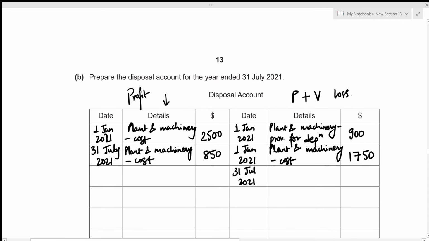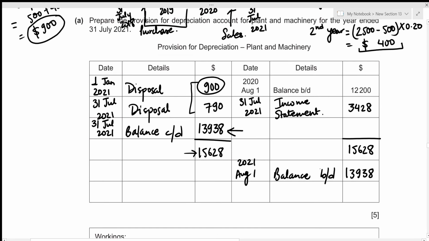So that's plant and machinery. And we're recording the provision for depreciation. Let's have a look at our provision for depreciation account. So for the asset disposed on 31st July 2021, the provision for depreciation was 790. Let's write it down.